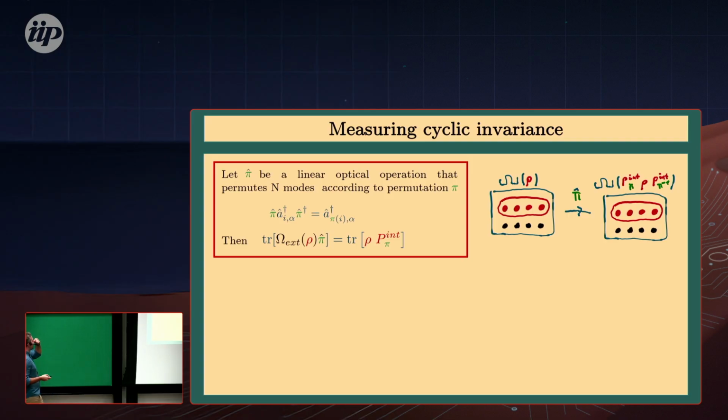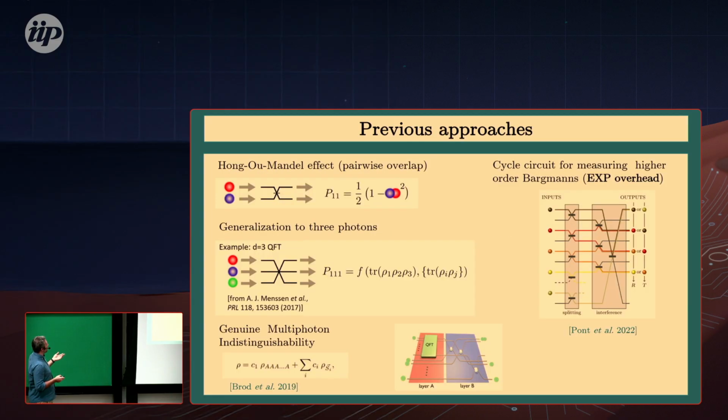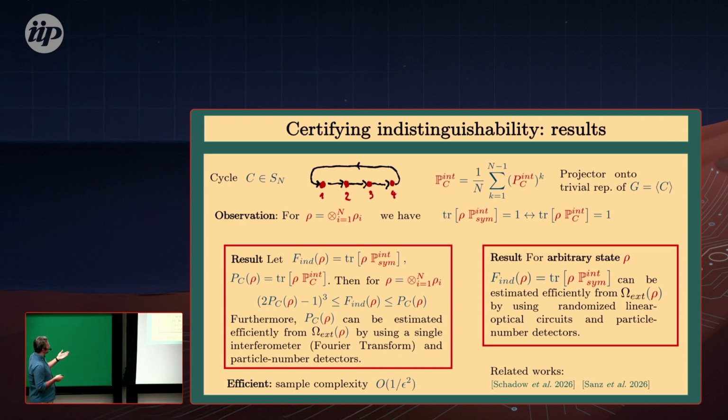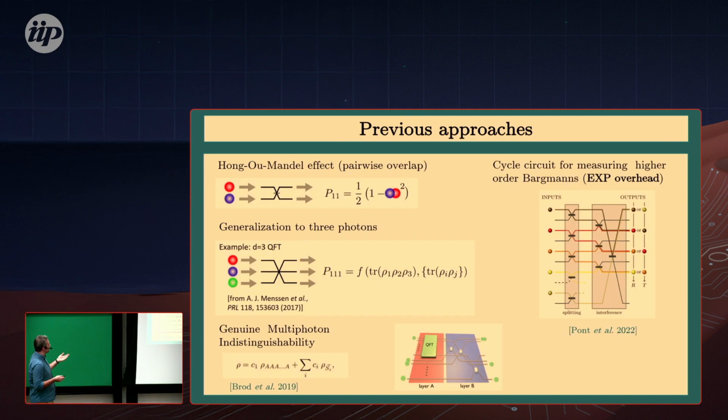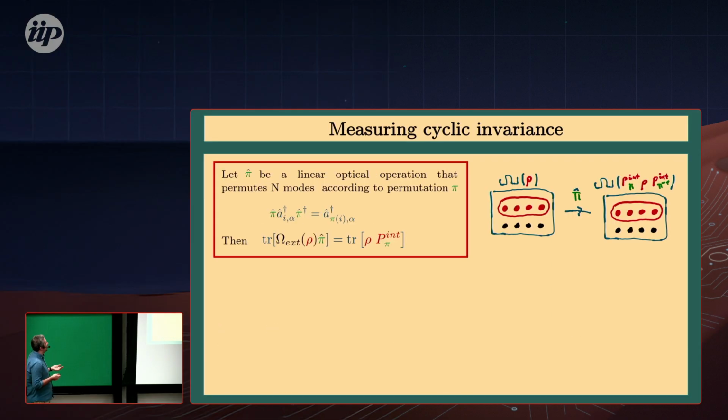This is maybe one thing I'll be spending a bit more time on. So how do you measure those cycles? To have those claims, we actually measure cyclic invariants, and there is a nice mathematical reason for that. Let's ignore the figure and look at the picture. Let pi be some optical transformation that permutes my external modes according to some permutation. So it permutes my modes.